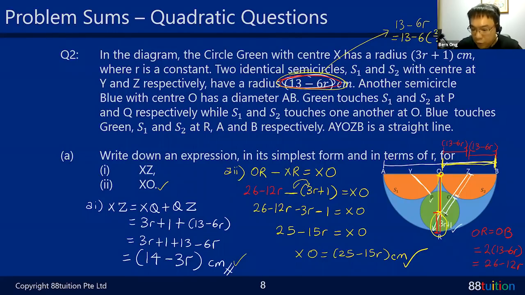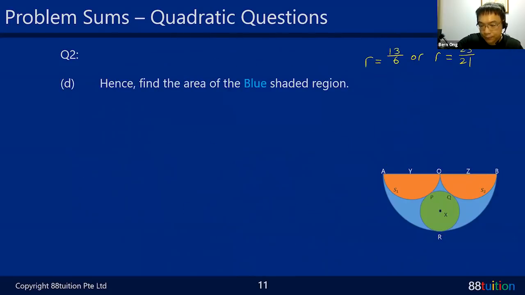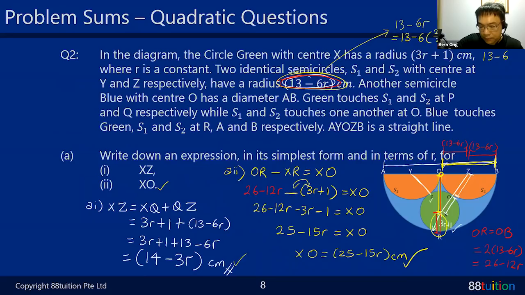Can I just try to substitute into the other one? 13 minus 6, the other number is 13 over 6, to see whether we get a negative number or not. 13 minus 6, open bracket, 13 over 6. Okay, I need to reject one of them. Hey, this one gives me a 0, you know.